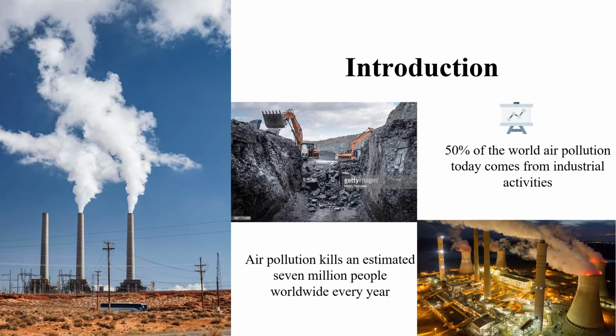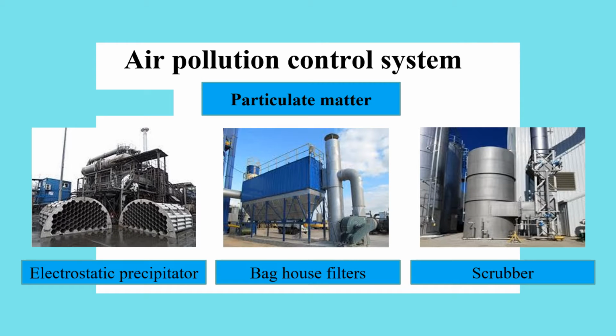Statistics show that 50% of the world's air pollution today comes from industrial activities. Many sources of pollution include the burning of fossil fuels in manufacturing industries, mining, and coal and gas-fired power stations. In this context, we will focus mainly on one of the causes of air pollutants, which is particulate matter. Particulate control devices like cyclones, electrostatic precipitators, baghouses, and scrubbers remove fly ash particulates from flue gas for subsequent collection and beneficial use or disposal.